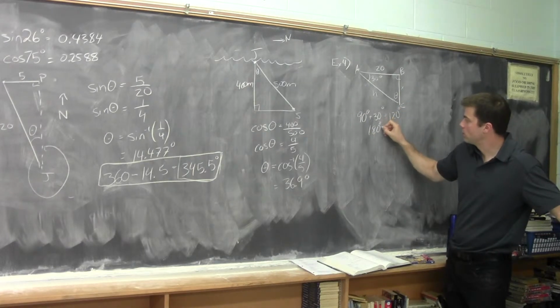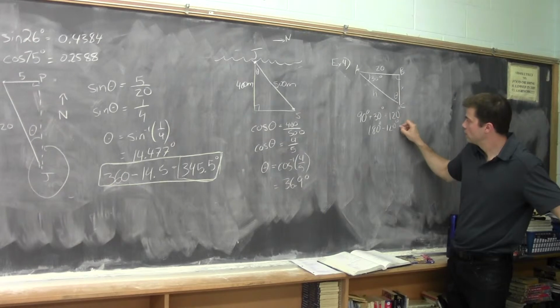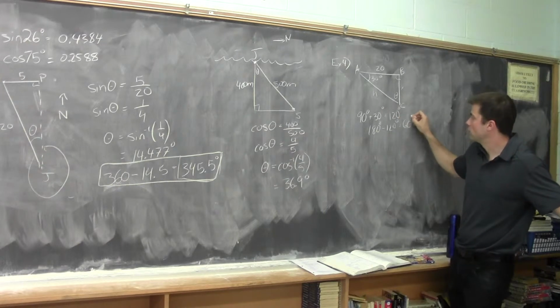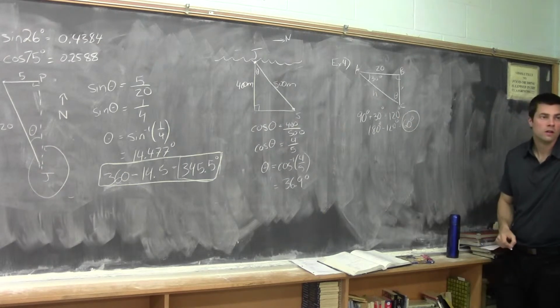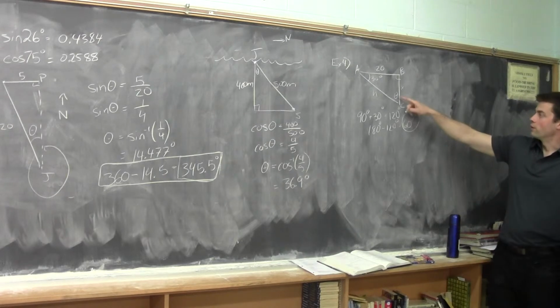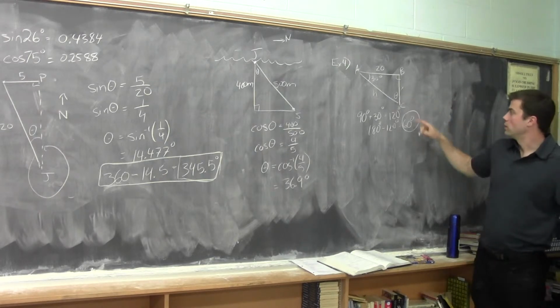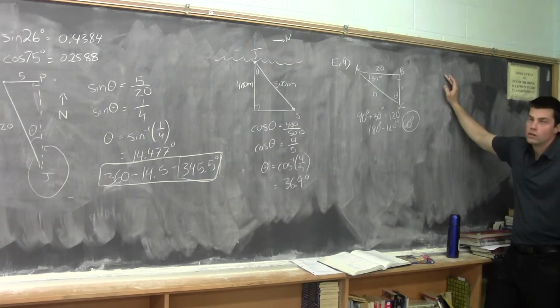Excellent. 180 degrees minus 120 degrees is 60 degrees. Good, that's one way we could have solved it. Let's look at another way, okay? Let's just say we didn't know this. Is there another way we could solve it?